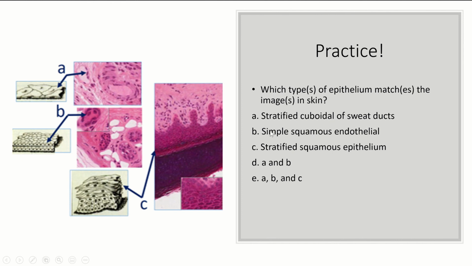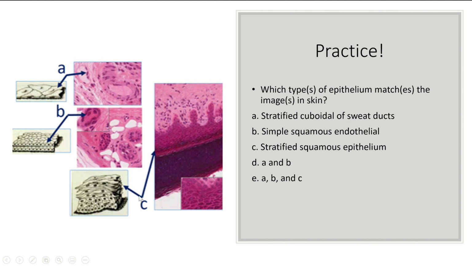Okay, so if we look here, that is not stratified cuboidal of sweat ducts, so this is actually switched, right? So if A said simple squamous endothelium, that would be correct because it is one layer, really flat cells, and that is that special name endothelium that we use for that. Okay, stratified cuboidal of sweat ducts, that matches B. So those two are switched, so hopefully C is right.